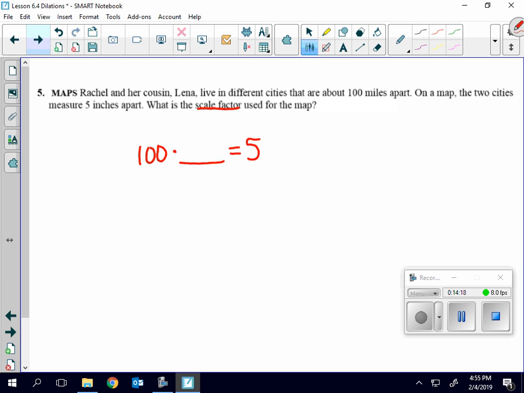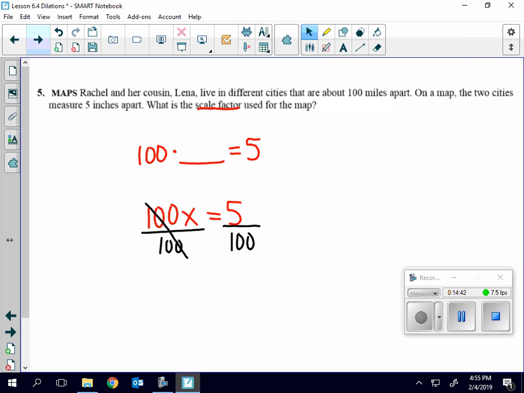Let me write that out more like an equation. 100 times some number that we don't know, call it x, equals 5. How would you solve for x? Well, if it were me, I would get x by itself by dividing by 100. Whatever you do to one side, you do to the other. And 5 divided by 100, well, you could make it a decimal. Or, let's write this here, x equals 5 over 100. We could just reduce this fraction, would be even better.